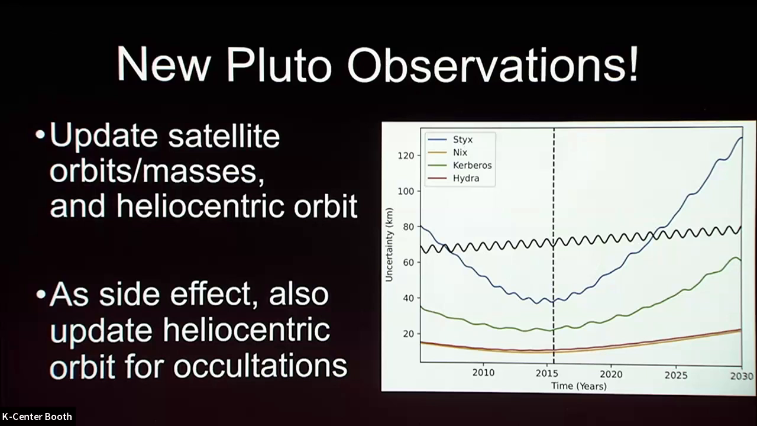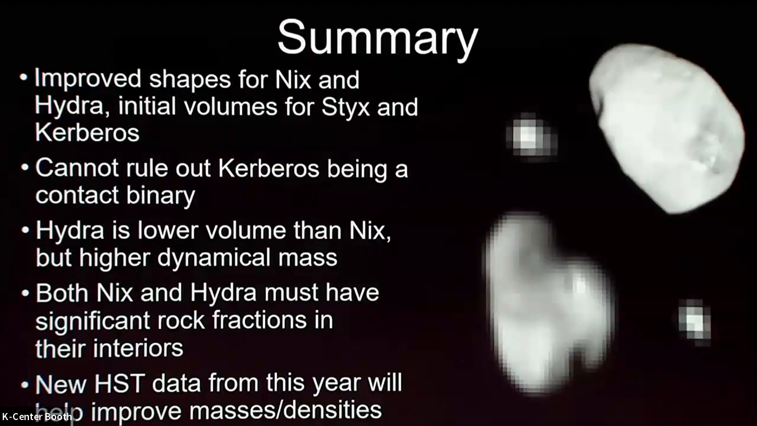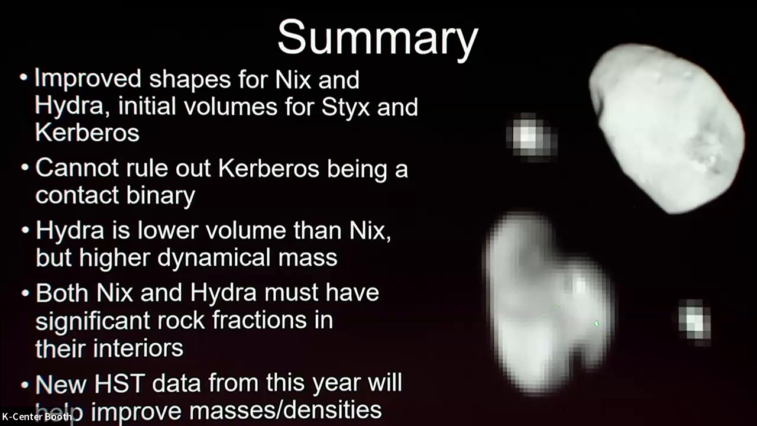But you see, we've hit that crossover point now where we should be able to make a better constraint with Styx. And as time goes on, the more constraints we can get on Styx, the more we'll be able to actually improve that orbit. So that's my summary. Those are all roughly to scale with each other. So it shows you how much worse our resolution was on Kerberos than the other guys.